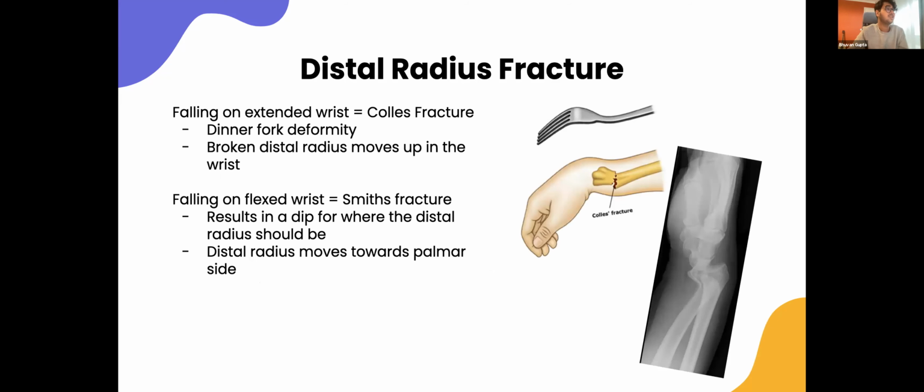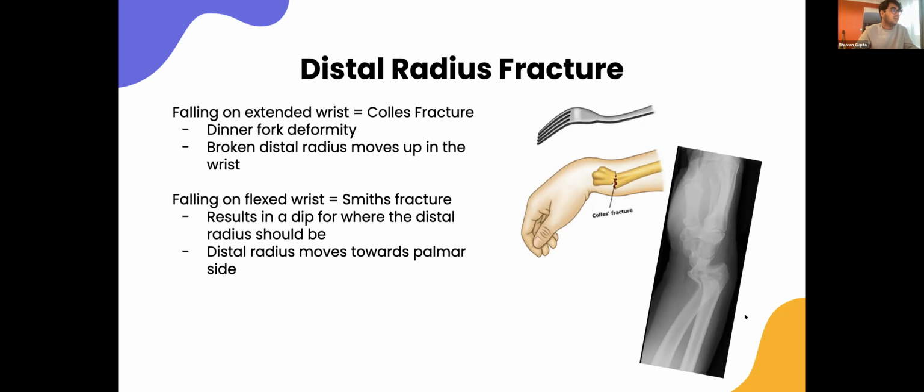Okay, this one's more important, distal radius fracture. Here we have two types. When we fall on an extended wrist, we're going to get the Colles fracture, which is essentially the distal end of that radius breaking and pushing up, which I believe we can see here, right? The distal end of the radius is broken and it's causing us to push up. And so our hand is getting that shape that looks like a fork.